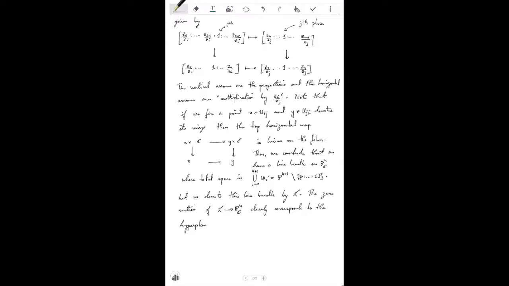So the zero section P^n clearly corresponds to the hyperplane Z_{n+1} equal to 0 in P^{n+1} minus this point. So let L prime be L minus the zero section.